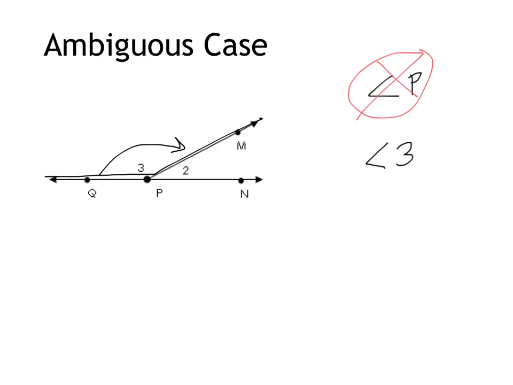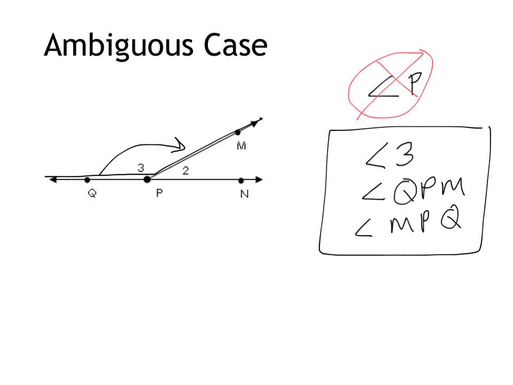How else could we name that angle that's acceptable? Well, we could do QPM. Notice how P is the vertex. Or MPQ. So there were only 3 ways to name this angle, because there were other options for angle P. So these 3 are perfect: angle QPM, angle MPQ, or angle 3. Okay, so just be mindful of that ambiguous case, because sometimes if you just use 1 letter, things might not be clear. If you want, you can always use 3 letters, and then you will always be correct, and you will always be clear.